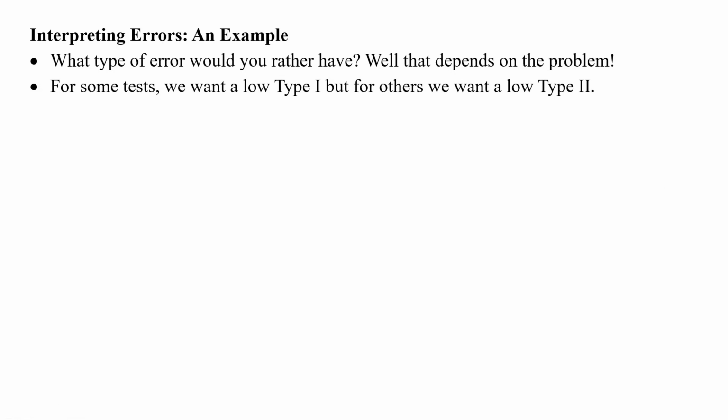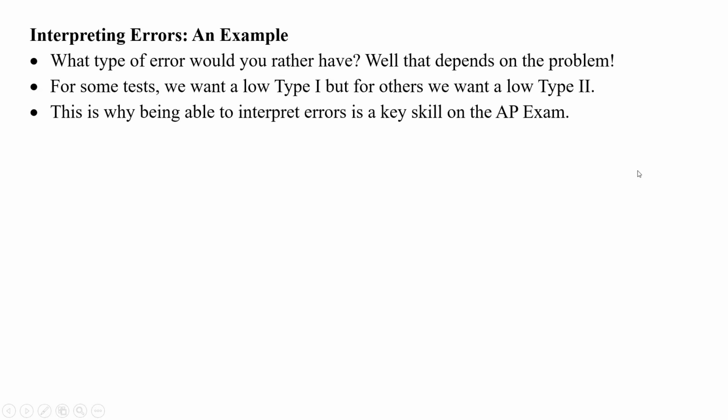Luckily, because these are indirectly related, we can increase the probability of one and decrease the probability of the other. This is why being able to interpret errors is going to be a key skill that they're going to test you on the AP exam. We're going to do an example of this and some interpreting right now.